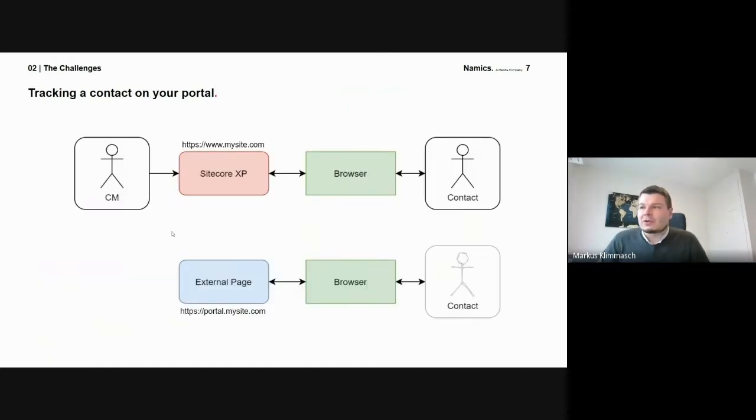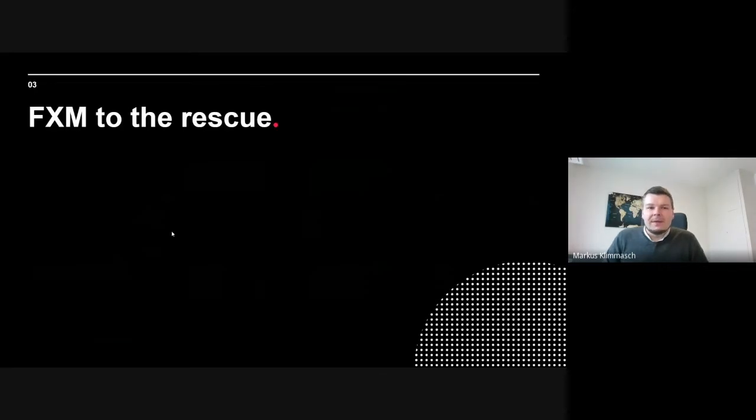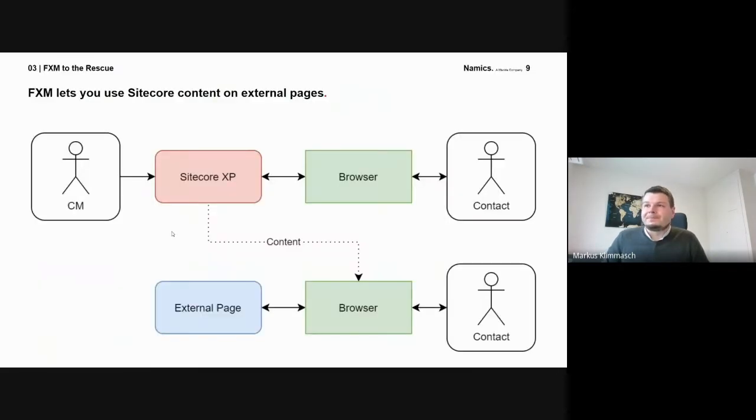The same issue happens with tracking. Whenever a contact is browsing your Sitecore website, you can track them pretty well. You can use all the personalization features and tracking features. But as soon as he's on an external website, he becomes kind of blurry or even invisible. You don't even know what this person does on the website. So we need to try to combine this blurry and the real contact, or even make the contact visible on the external website. This is basically what FXM does.